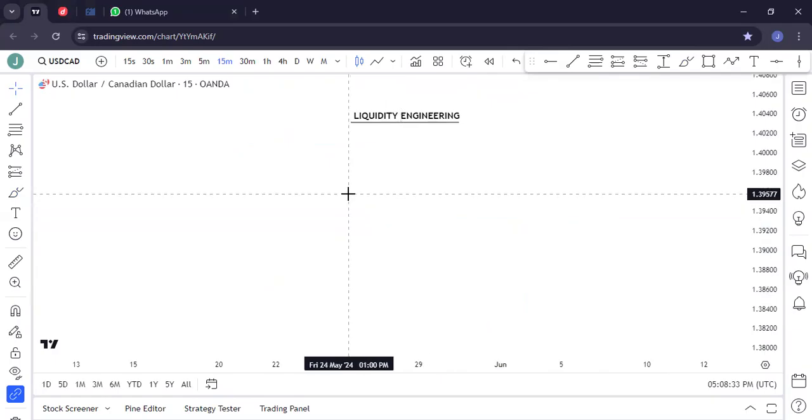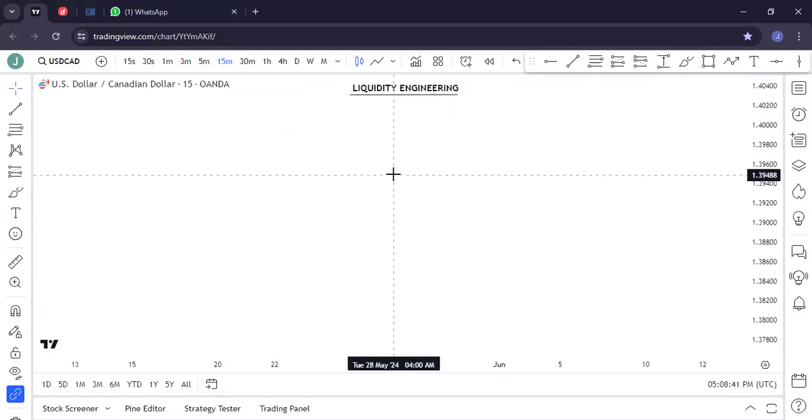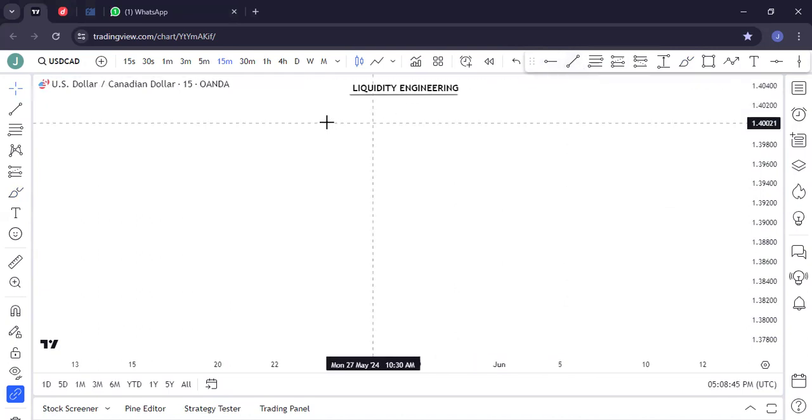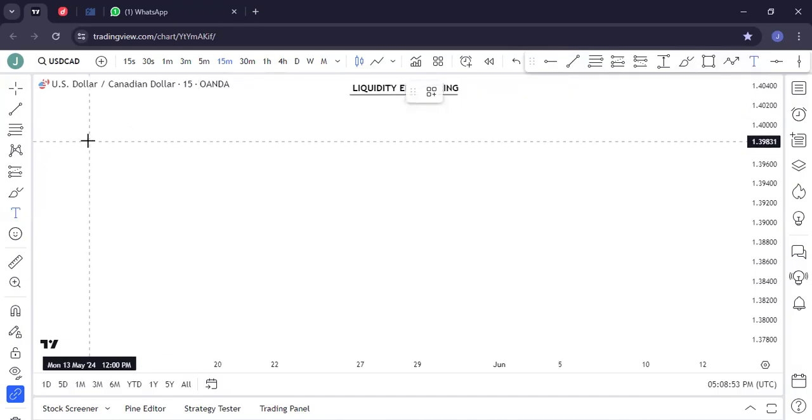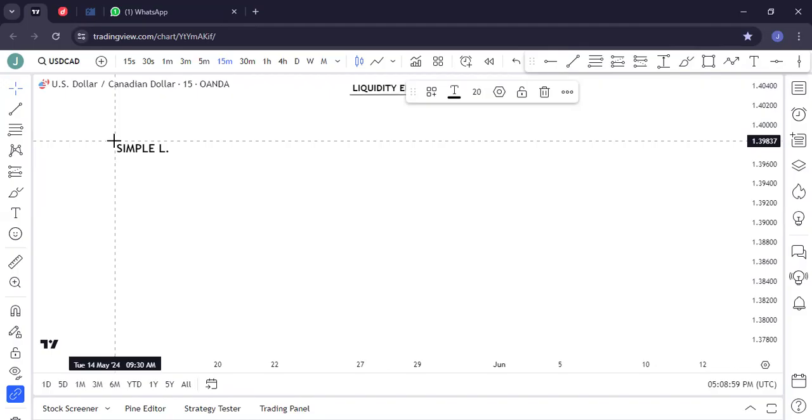So after learning the characteristics of liquidity engineering, now let us see the types. We have 3 types of liquidity engineering. The first type of liquidity engineering, we call it simple liquidity engineering.